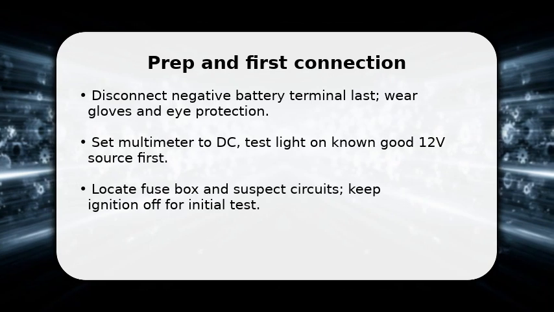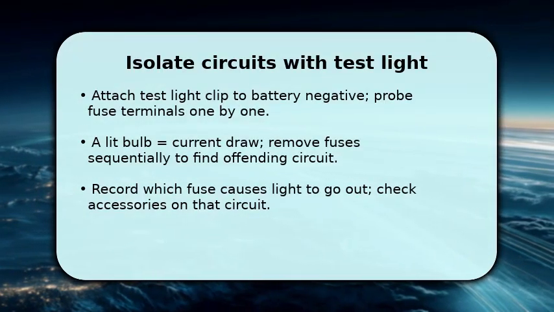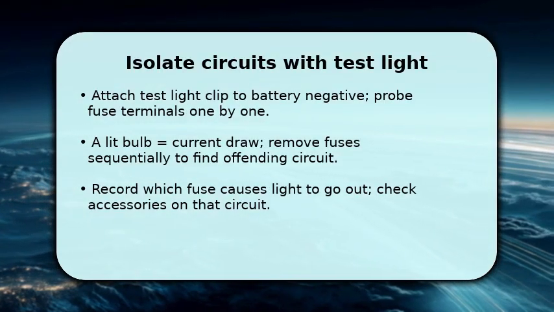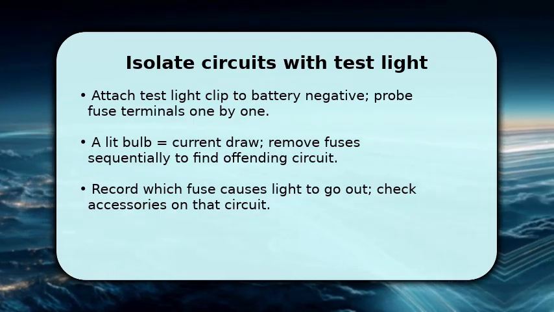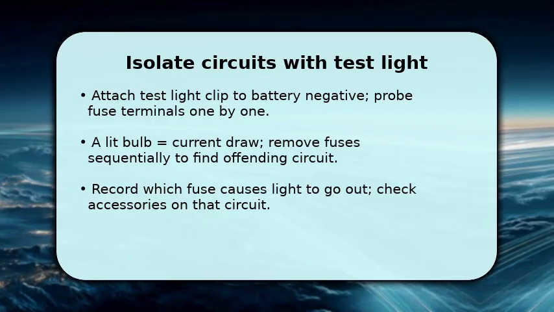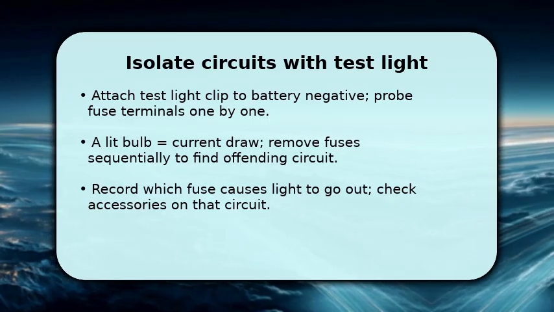With the test light clip secured to the battery negative, you probe each fuse terminal carefully, one by one, so you can see when the bulb lights. Once the light illuminates, you know that circuit is drawing current. Remove fuses sequentially until the light goes out. That tells you exactly which circuit contains the drain.